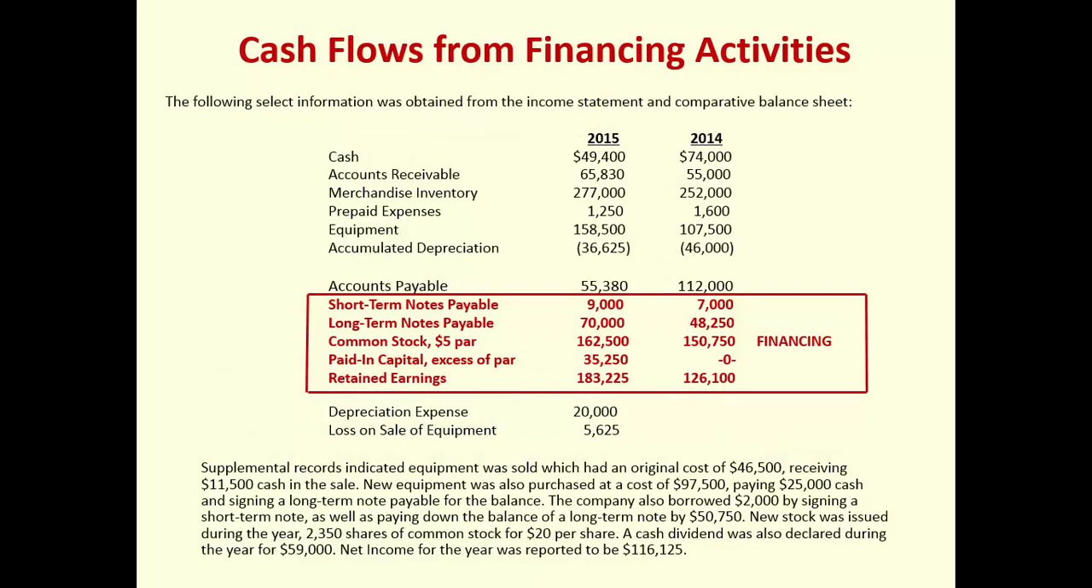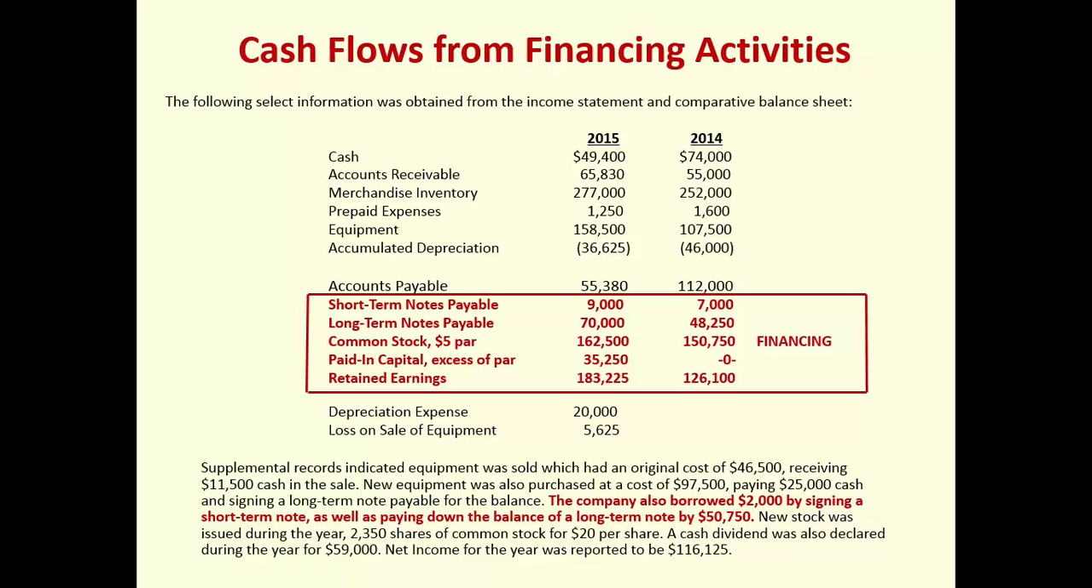Okay, now we'll do the third section. Long-term liabilities and equity is financing, plus any short-term notes payable, even though it's a current liability. What do you need from the paragraph? You borrowed a short-term note, you paid down a long-term note, you issued stock, which means cash came in, and cash went out because you paid the dividend. And you're also going to need that net income number just to verify your numbers are correct for retained earnings.